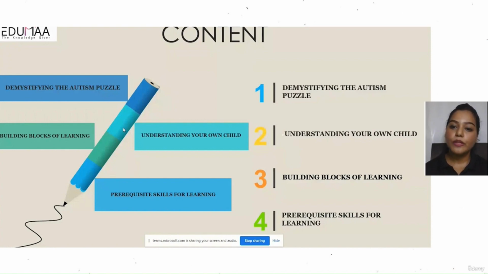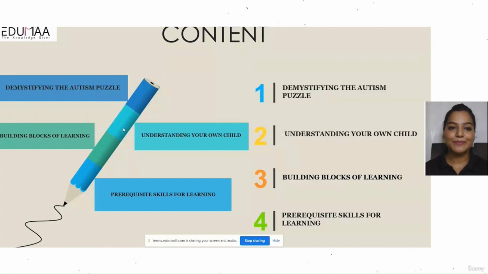And then we'll be going on to building blocks of learning. What are the blocks that are required for our child to learn? We'll be covering those building blocks. And lastly, we'll be covering prerequisite skills for learning. Learning begins with certain skills. What are those? We'll be covering that in our 4th part.